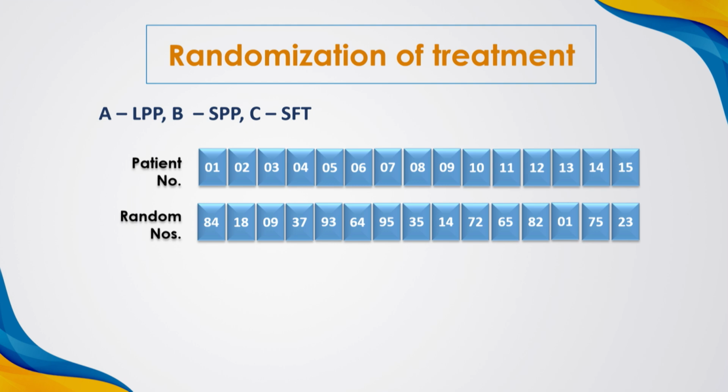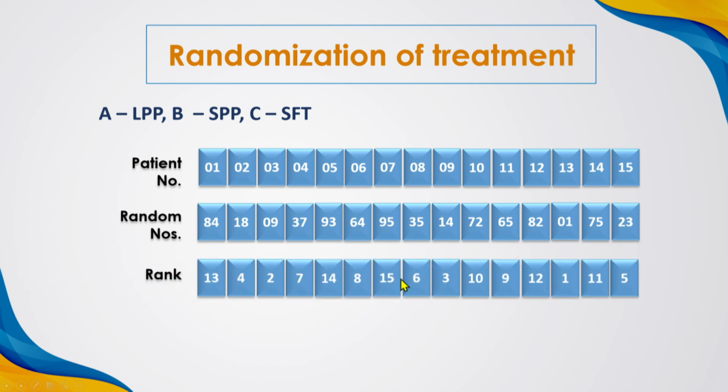For example, the first two-digit number I have taken is 84, the next is 18, 9, 37, 93, 64, 95, and like this I keep writing the two-digit random numbers. If anything is repeating, you have to leave that number. Once the 15 two-digit random numbers have been filled out, you rank them in ascending order. The smallest number is 1, so I have ranked it 1. The next smallest is 9, so rank 2. The next smallest is 14, so rank 3. Likewise, you continue ranking from smallest to largest.